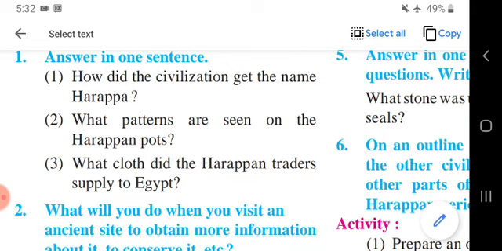Next, what patterns are seen on the Harappan pots? The Harappans depicted the symbols of pipal leaves, fish scales and interlocking circles in the patterns of the pots. I'll read the answer again. Third question, what cloth did Harappan traders supply to Egypt? The Harappan traders supplied muslin cloth to Egypt. Muslin, M-U-S-L-I-N.